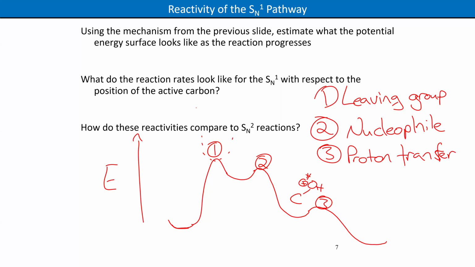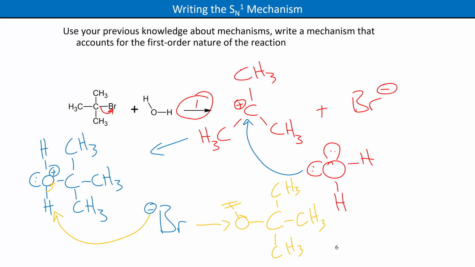Why? There's more to do. There's more stuff in the way. But what's this? The slow step here is the bromine leaving, the bromide leaving. So it turns out how substituted the reaction is, or the active carbon is, doesn't affect the leaving. I guess it does affect it, but not in terms of sterics.